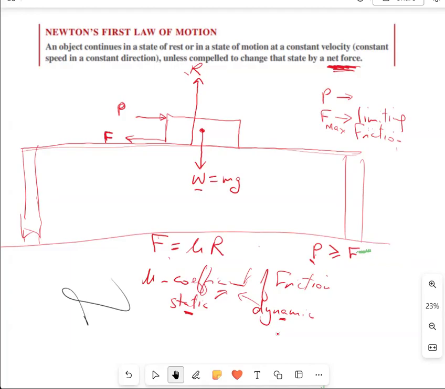As I said, when you try to push the book along on the table, the frictional force will climb in value and goes to a maximum value. And to calculate that maximum value, you'll use the static coefficient of friction in this formula. R is the reaction of the table. And the dynamic coefficient of friction is a little less.